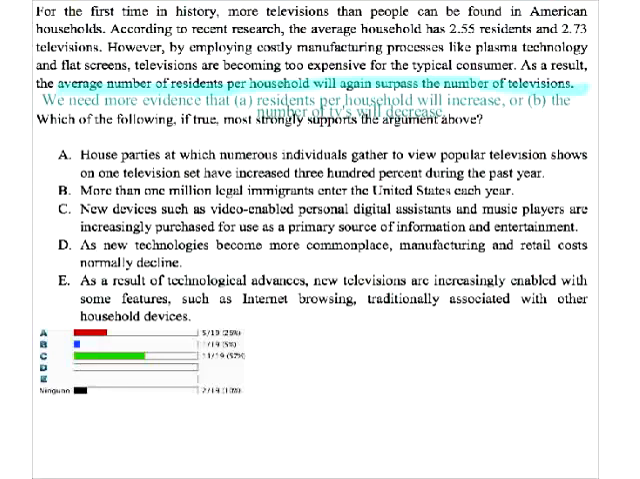So choice A: house parties at which numerous individuals gather have increased a lot during the past year. The problem with A is that it doesn't give you any reason to suspect that people are buying fewer televisions. A is irrelevant unless you make the rather far-fetched assumption that people will stop buying televisions just because they go to other people's house parties. So that's not really reasonable.